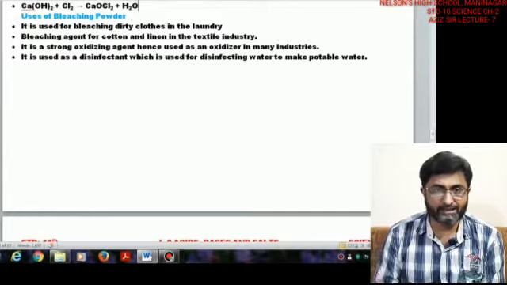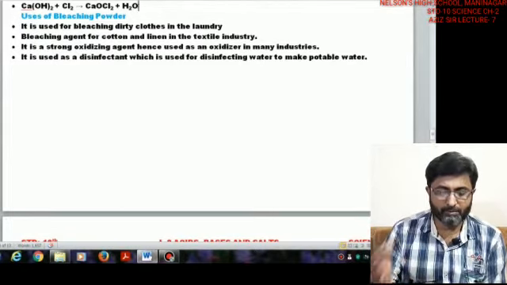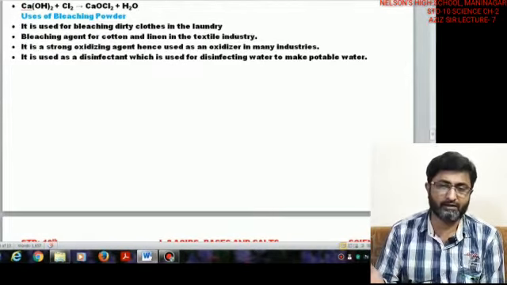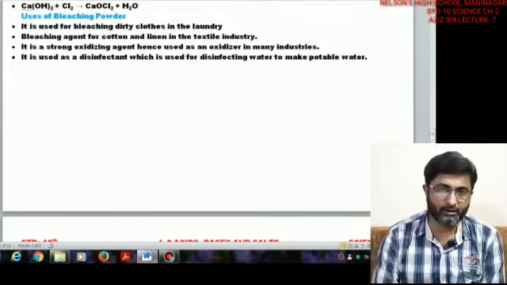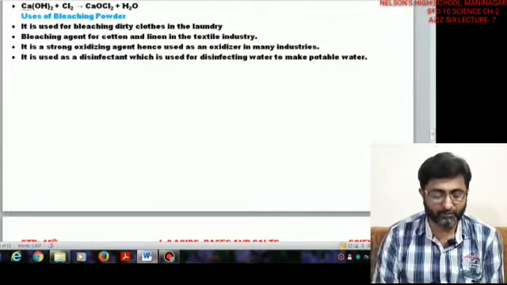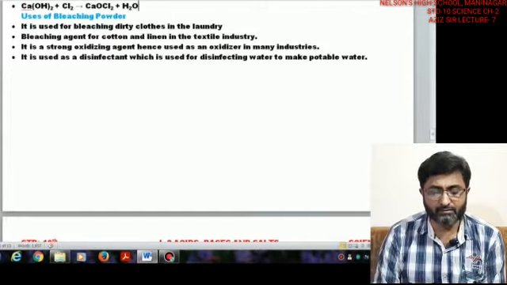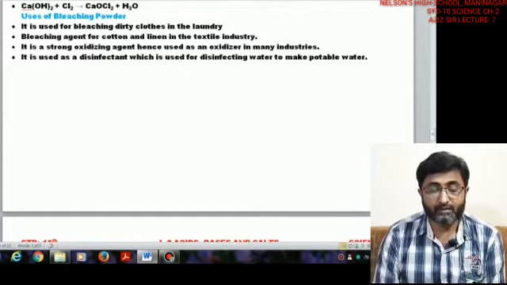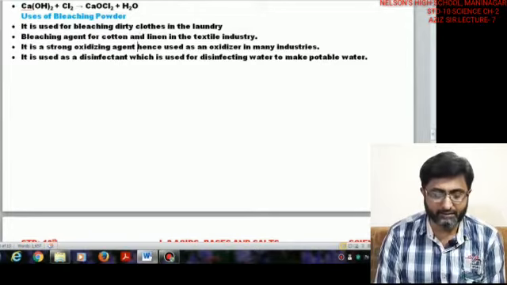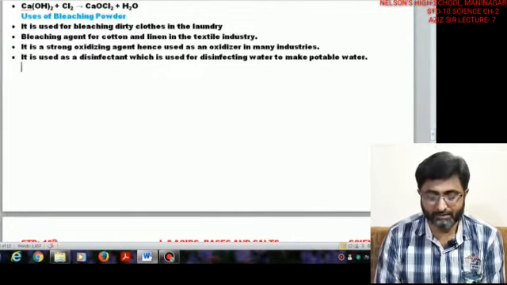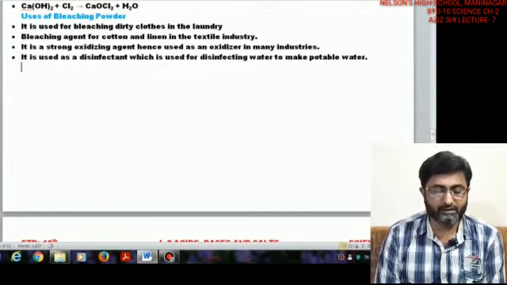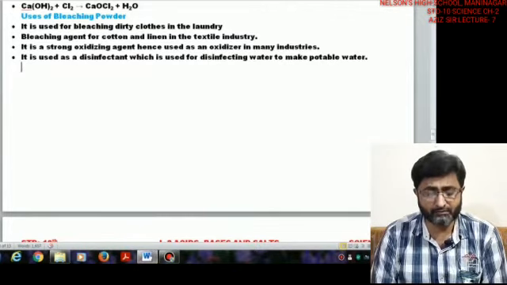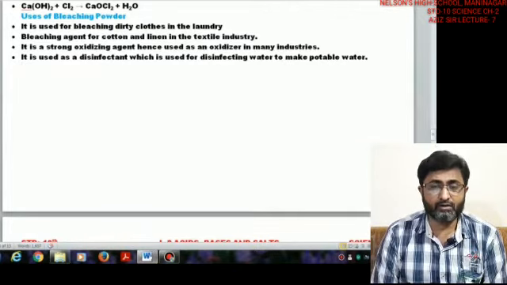It is used for cleansing dirty clothes, but basically white clothes, or if you don't know how to use it, give them to the laundry people, who use bleaching in a better form. Bleaching agents are used for cleansing cotton and linen, the same base material, in the textile industry. It is also used as a strong oxidizing agent in many industries.